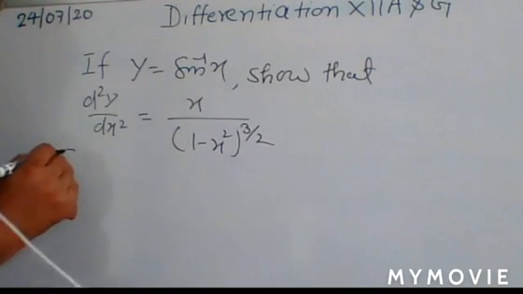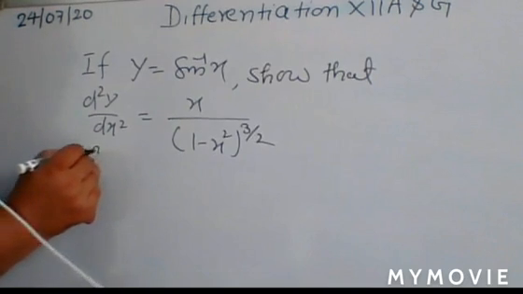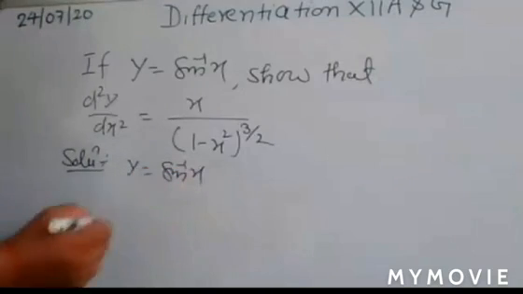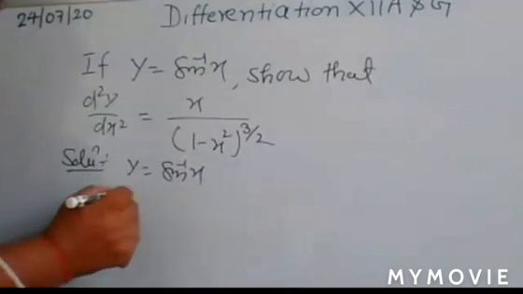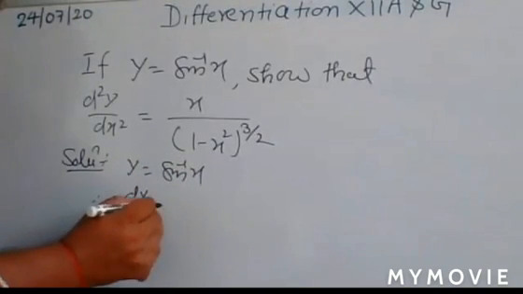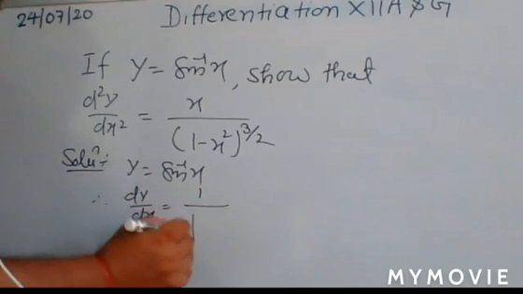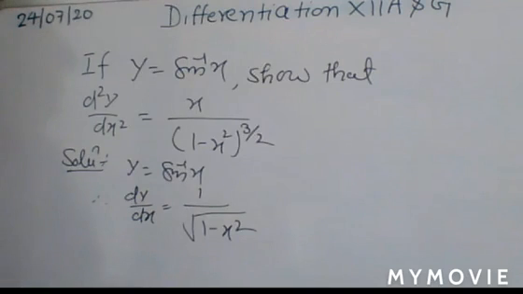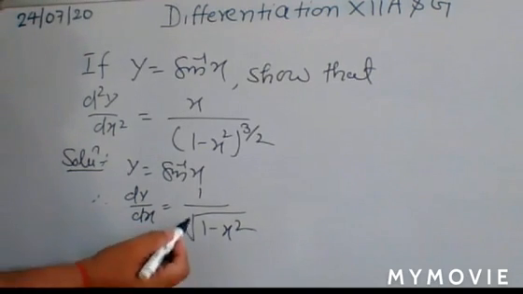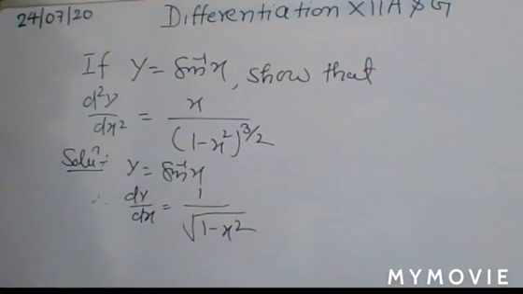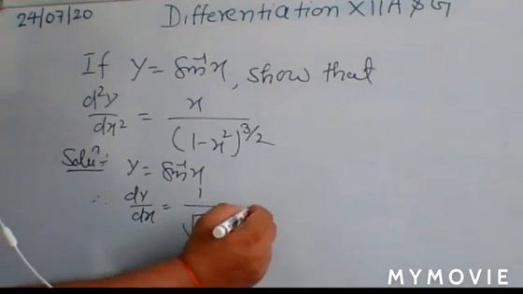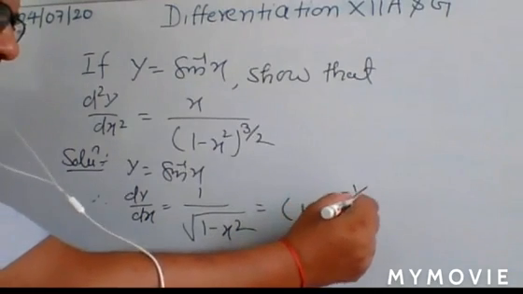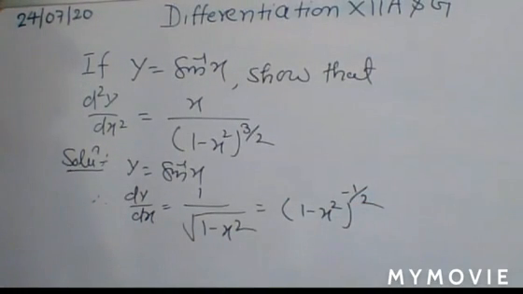The value of y is given. So you write y is equal to sine inverse x. If you differentiate the first time, you have dy by dx is equal to 1 upon under root 1 minus x square. Understand? Now you have to differentiate it again. That can also be written as (1 minus x square) whole power minus 1 by 2. Understand?